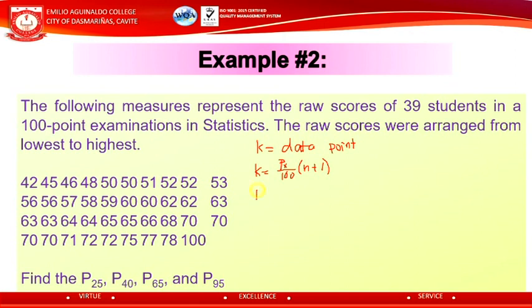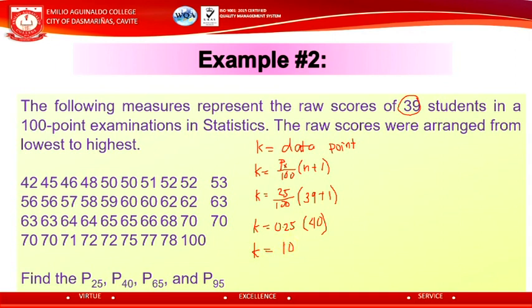Now let us solve for the problem. We have here k for the 25th percentile. It is equal to p sub x, which is 25, divided by 100, multiplied by the total number of observations plus 1. So what is our total number of observations? It is given that there are 39 students. So n is equal to 39. Let me just put 39 here, then plus 1 for us to proceed with our solution. So k will now be equal to 0.25 multiplied by 40. Okay, and it will give us k is equivalent to 10.